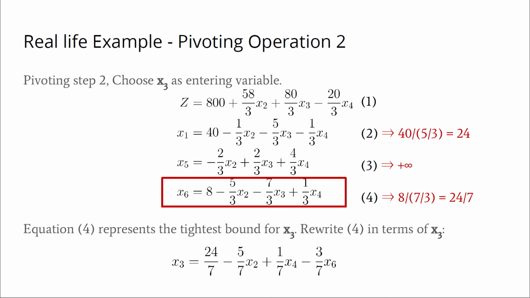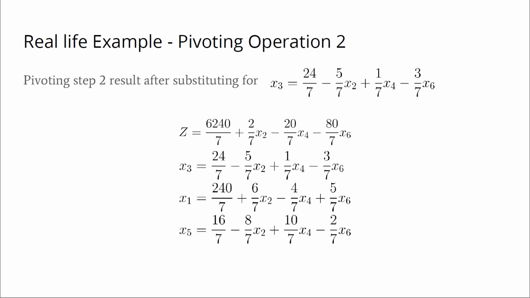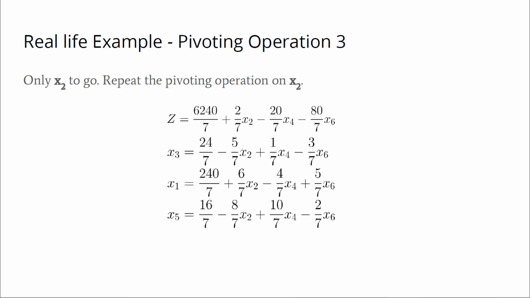As we rewrite equation 4 in terms of the entering variable x3 and substitute this new expression for x3 back into the slack form, we will obtain a result shown on the slide. Basically, we perform the operation again by setting the entering variable to be x2 to obtain the final answer. This is the optimum solution since all of the non-basic variables in z have negative coefficients.